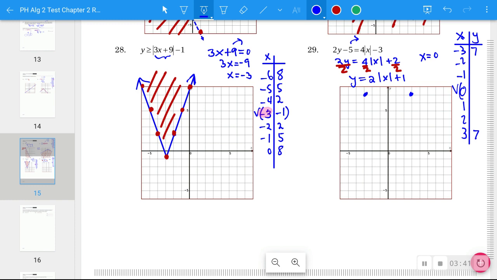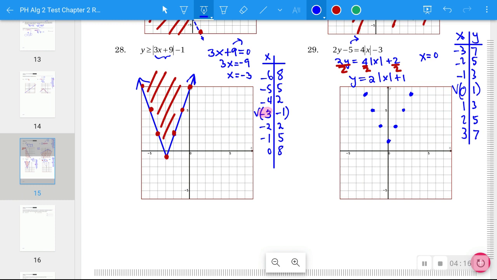Then we'll plug in 2 here. And 2, absolute value of 2 is 2. Times 2 is 4. 4 plus 1 is 5. So you get a 5 there. And that would be these 2 points. And then it goes down to when you put a 1 in, you get a 3 for an answer. So that'll take you down to these 2 symmetrical points. And finally, when you put 0 in, you get 1 for an answer. So the vertex here is at 0, 1.